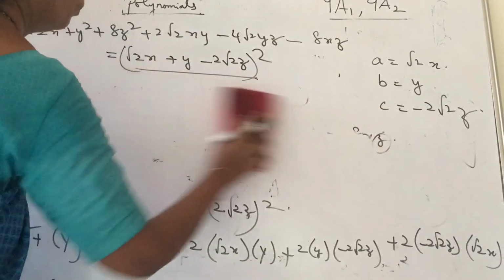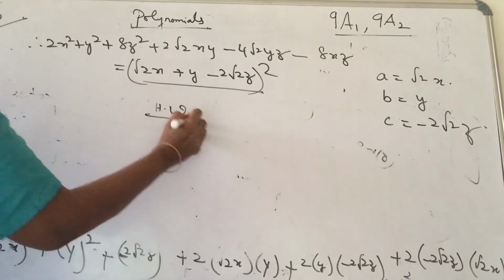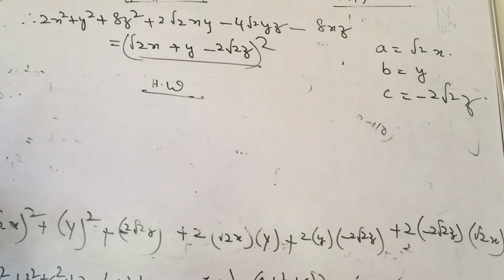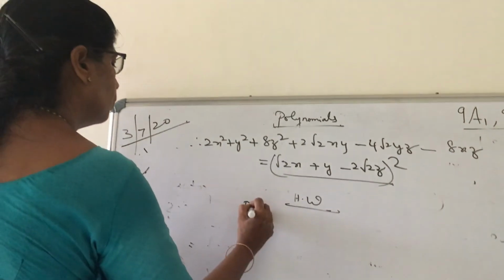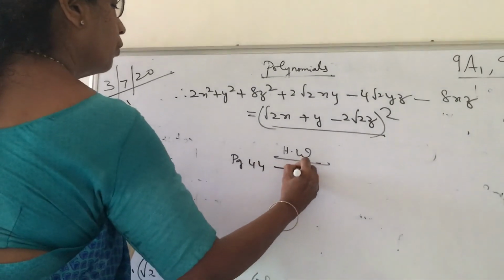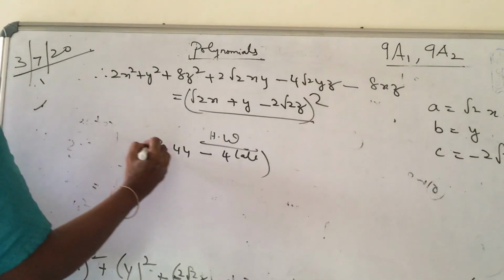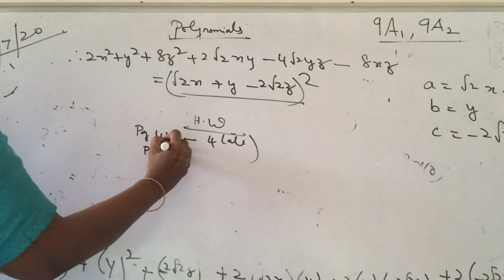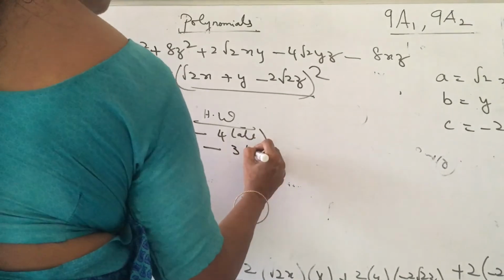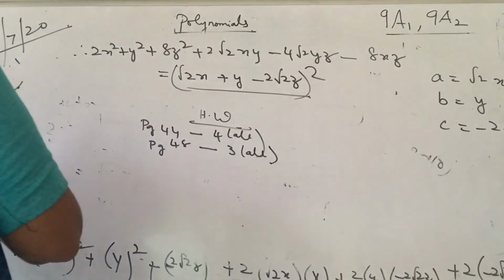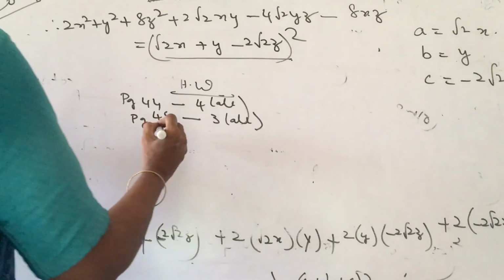I'm writing the homework, girls. Homework: page number 44, 4 all. Page number 48, 3 all, 3 all, 5 all.